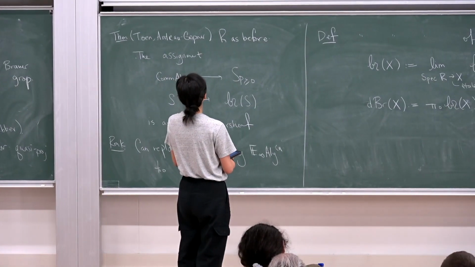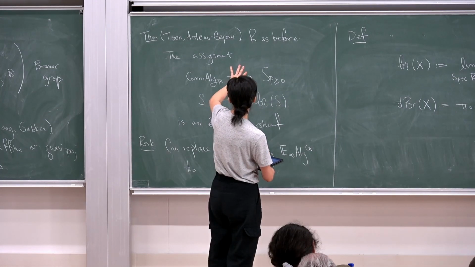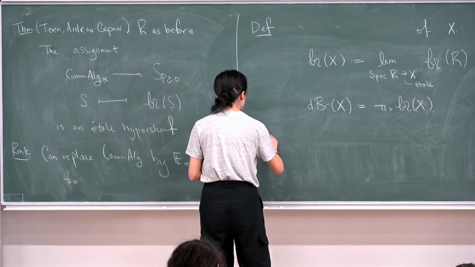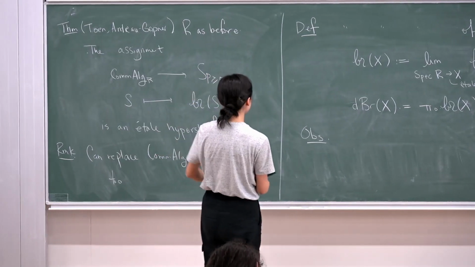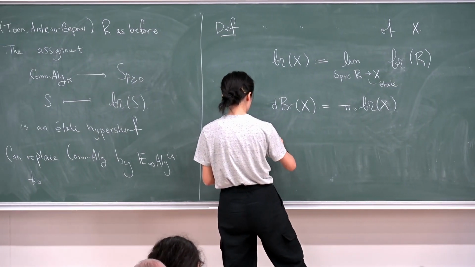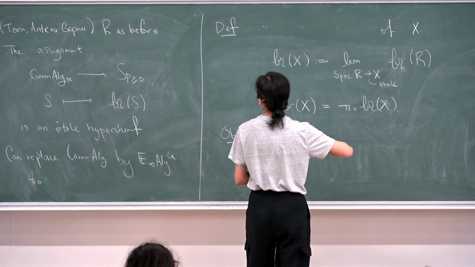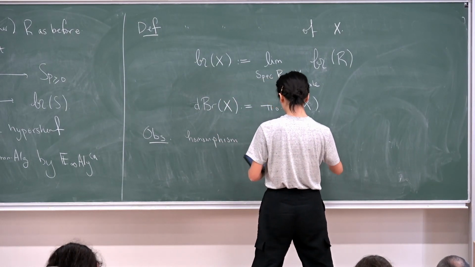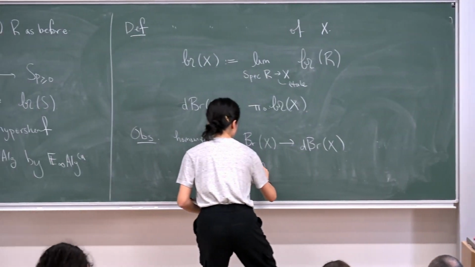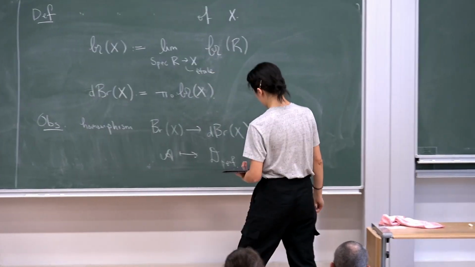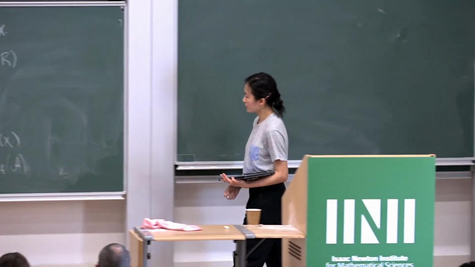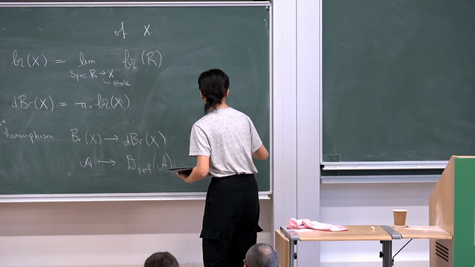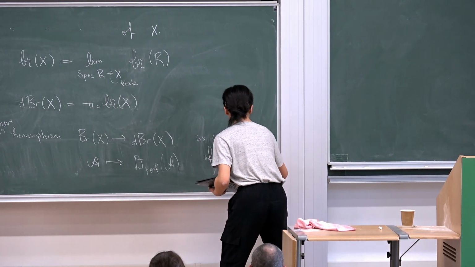Okay, where do I want to go? Let me notice, as a consequence of the observations above, we immediately have a homomorphism from Brauer of X to derived Brauer of X, which just sends A to DPerf of A. This is a consequence of observations 1 through 3.